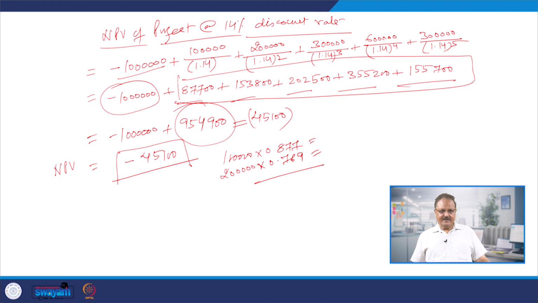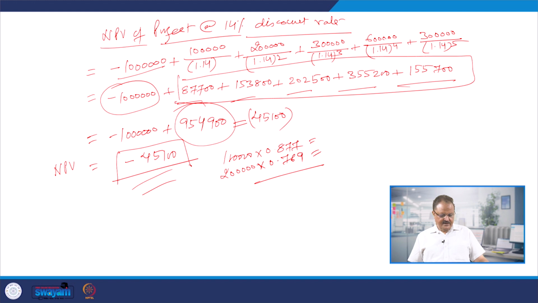But that is not the correct way. The correct way is that you have to discount the cash flows at the discount factor of 14%, and finally calculate the discounted value of the cash inflows, and cash outflows also. But since we have only one cash outflow of 1 million rupees, and that is in the 0 period, in the construction period, that will be taken at par, and only the cash inflows occurring at the end of certain years will be discounted at 14%. When we calculated the net present value, we found that the net present value of this project is minus 45,100.